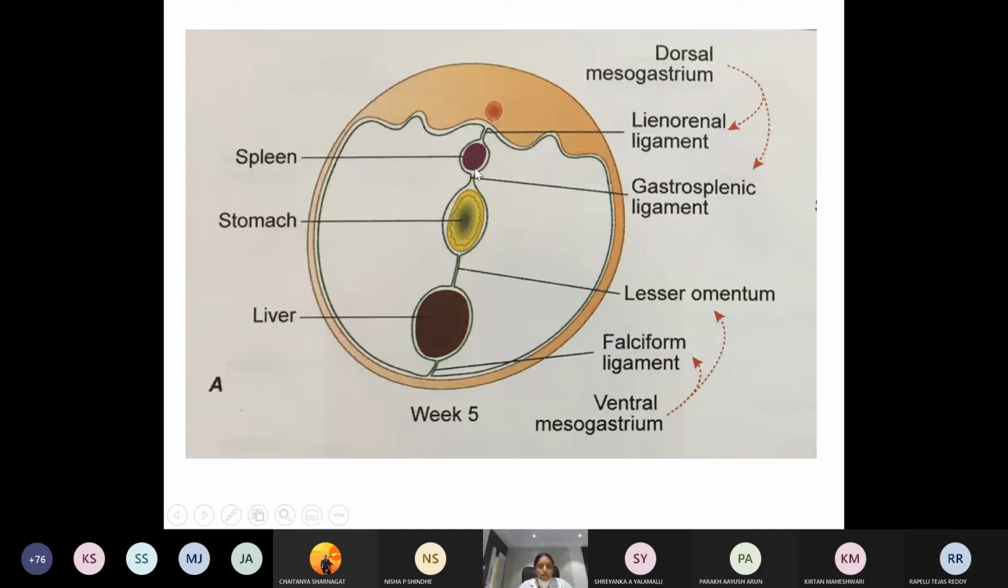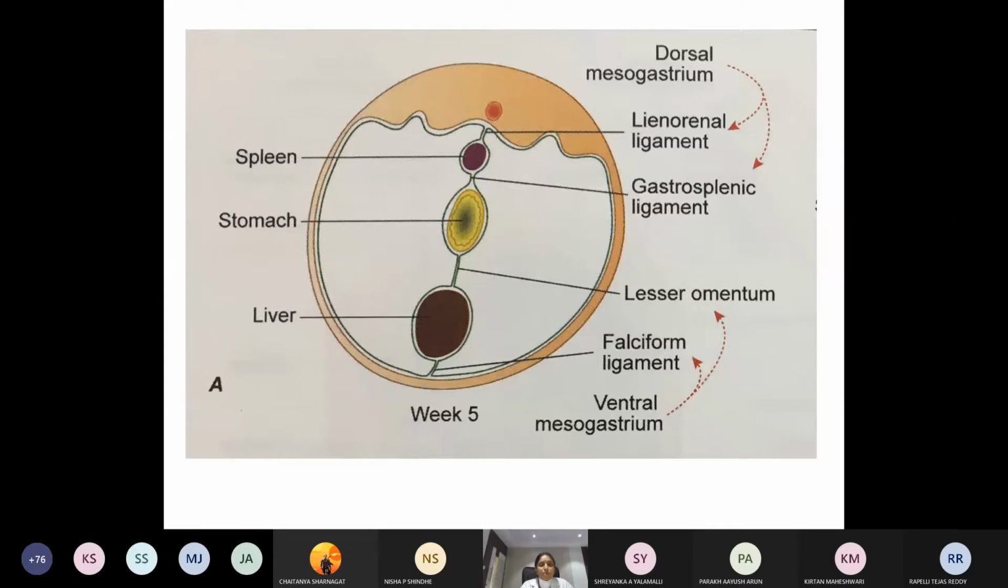How does the spleen grow? Can anyone tell? I think yesterday you had a class on development of spleen. How does the spleen develop? Is it endodermal, mesodermal? No answer. Okay. Spleen grows from the mesenchyme. Clear? It grows from the mesenchyme between the two borders of the dorsal mesogastrium. This is the dorsal mesogastrium. So spleen will grow from the mesenchyme.